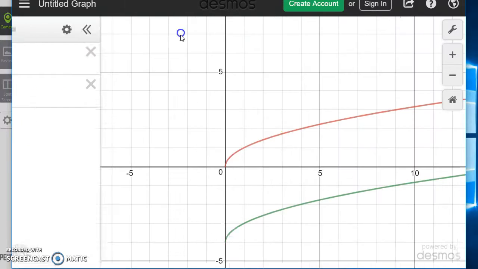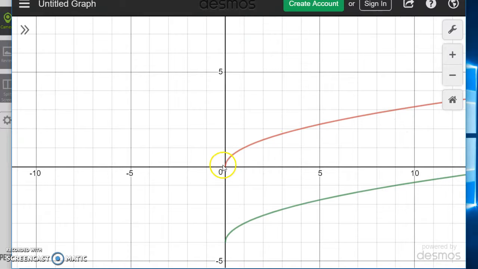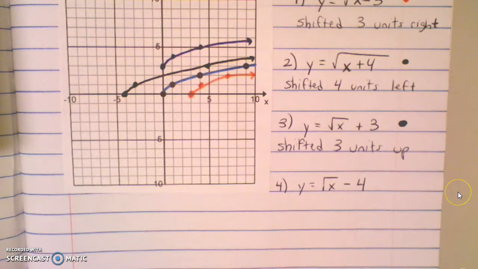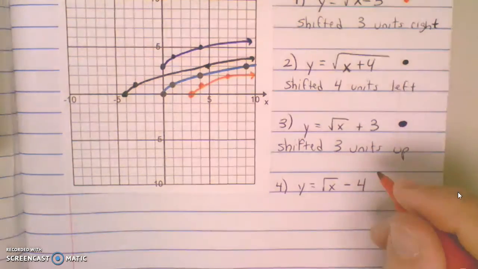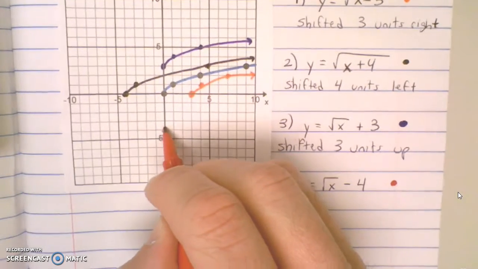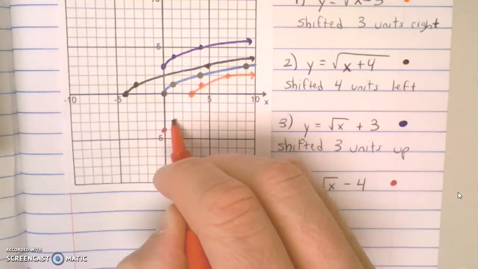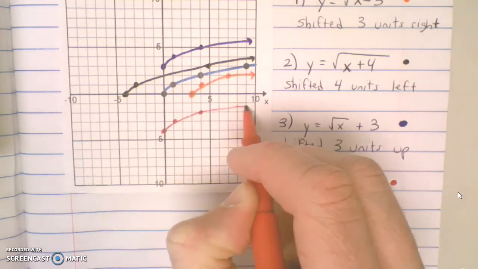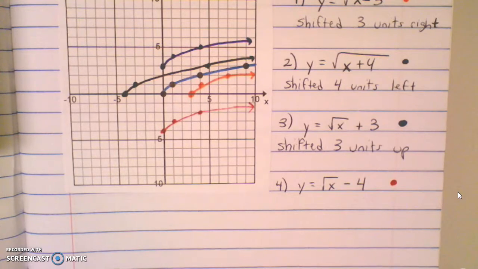Let's take a look at this one. Remember, red is the original. So it looks like for this one, I went down 1, 2, 3, 4 units. So this one is shifting down 4 units. So we'll use a different color for this one. Went down 1, 2, 3, 4. It still has that same shape, it just went down 4 units.